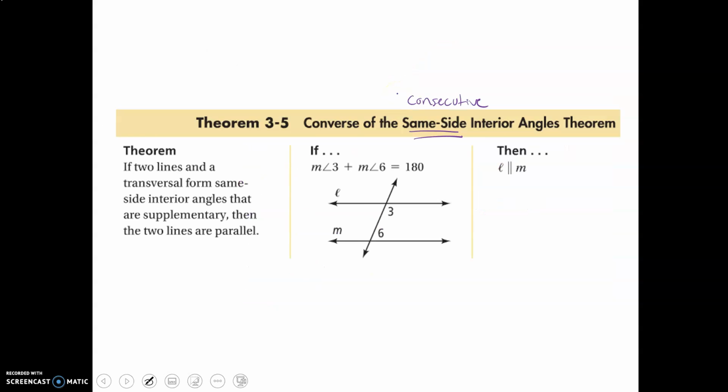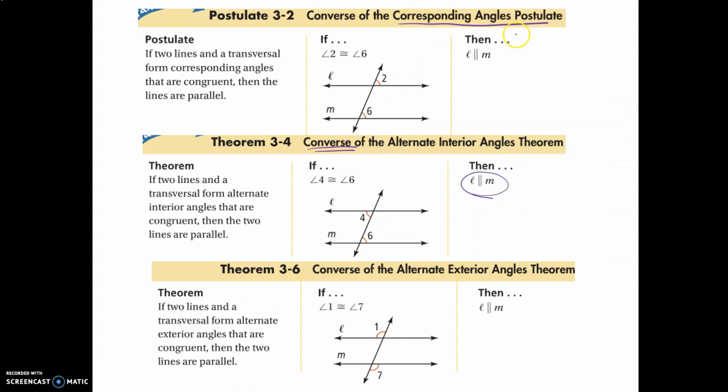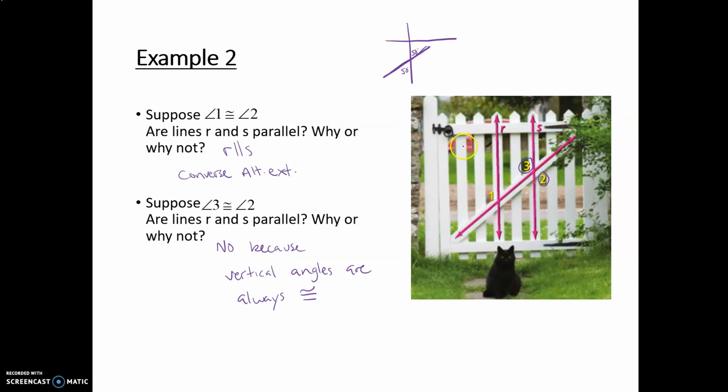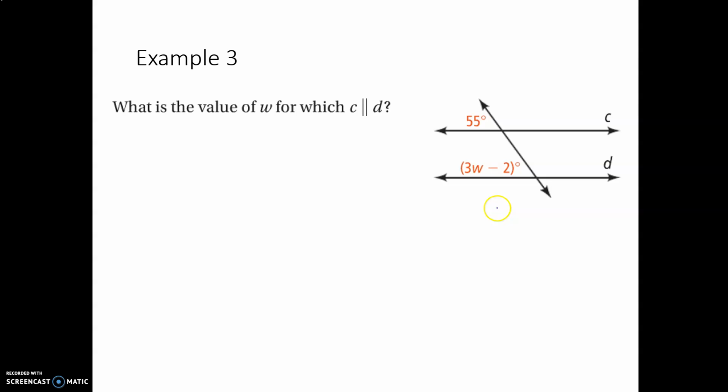The only four things you can use: corresponding, alternate interior, alternate exterior, or same side consecutive interior. That's it. Those are the only four theorems you can use to prove lines are parallel. You may not use vertical angles. You may not use linear pairs. You cannot use anything else. It's just kind of a trick question.